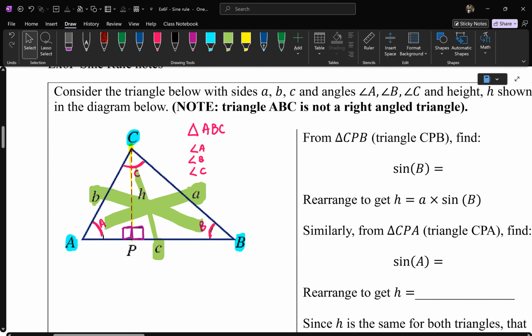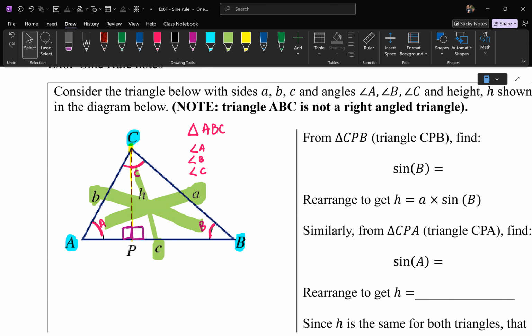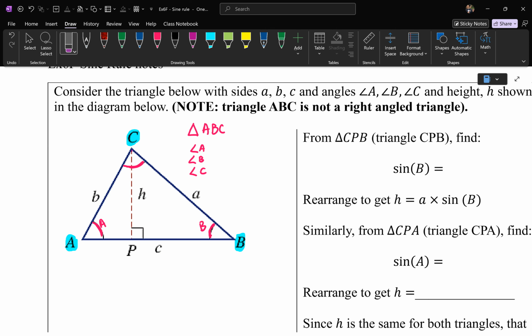I'm going to delete these annotations so you can see how I get the rule. I just needed you to know capital letters represent the angles, little letters represent the length. So that a, b, and c represent the length. This is the length of b, this is the length of a, and this is the length of c. All right, let's derive the rule.